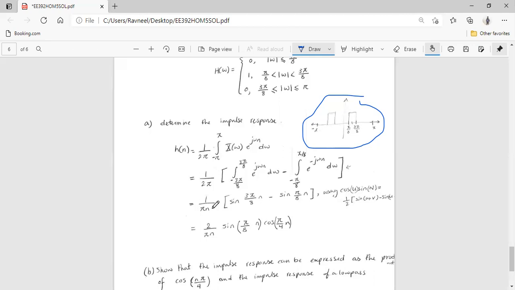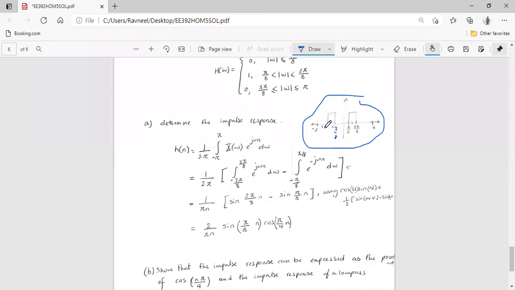We know two methods, right? We can integrate from negative. This particular part will be, sorry, this is negative pi upon 8, I guess.